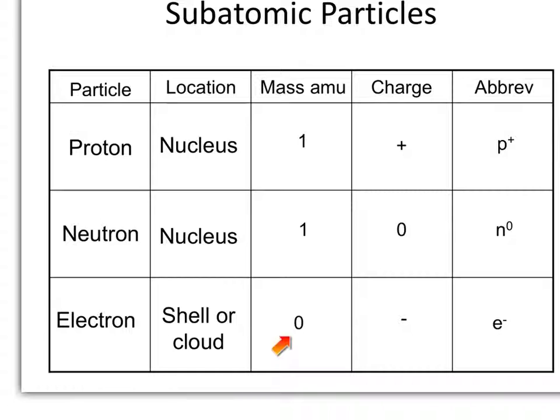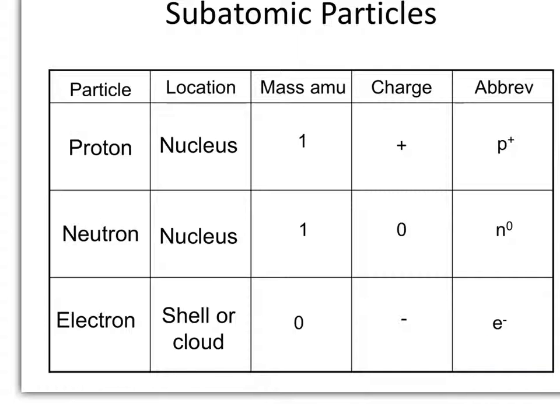The electric charge of an electron is interesting. The electric charge is negative. It has a negative electric charge. So when we write our abbreviation of the electron, we put a little e with a minus sign on it.